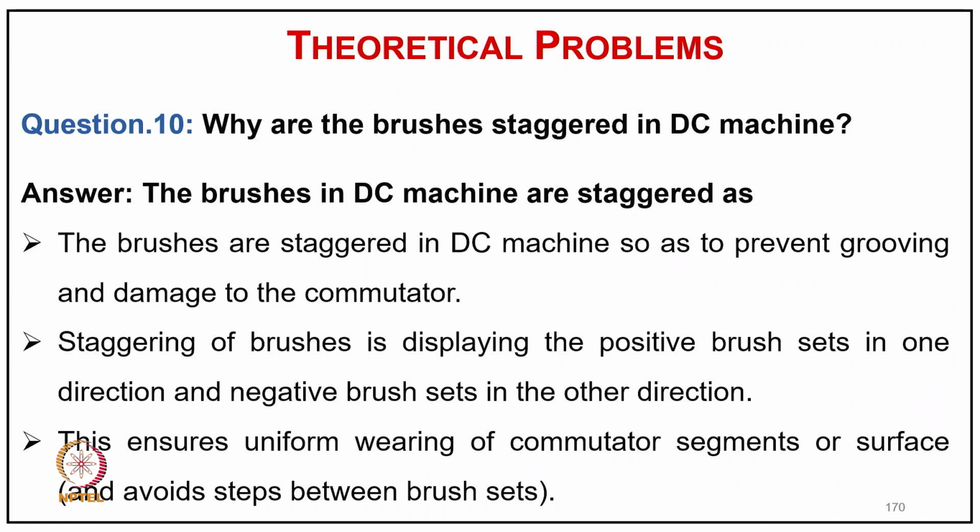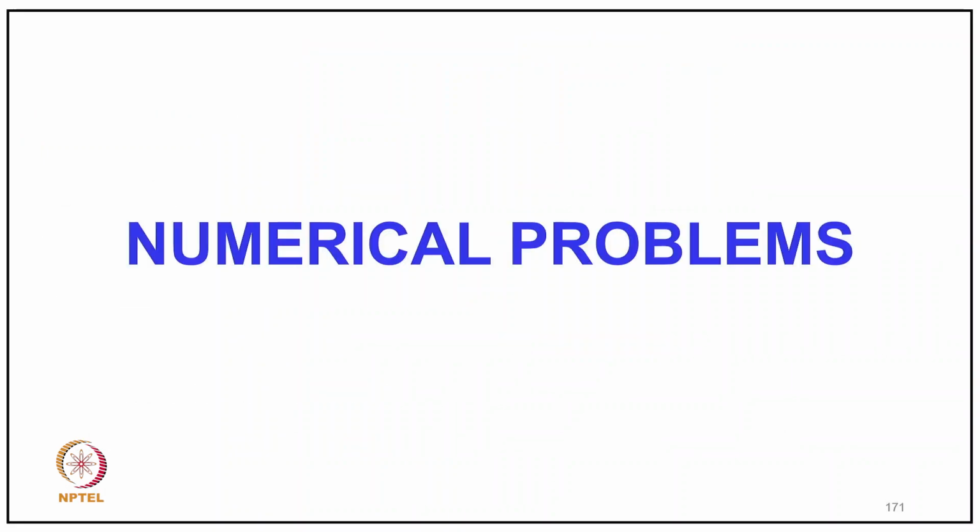Question 10: why are the brushes staggered in a DC machine? Answer: the brushes in a DC machine are staggered so as to prevent grooving and damage to the commutator. Staggering of the brushes means displacing the positive brush sets in one direction and the negative brush sets in the other direction, and this ensures uniform wear of the commutator segment surface and avoids steps between the brush sets.